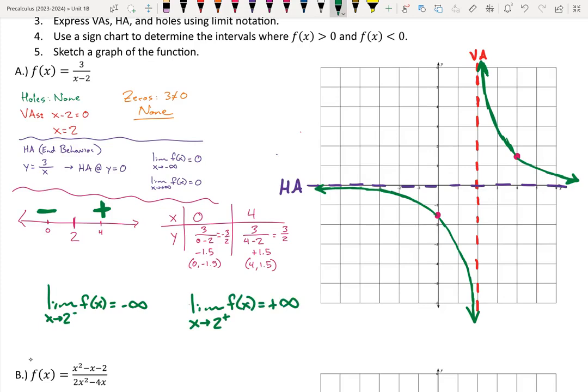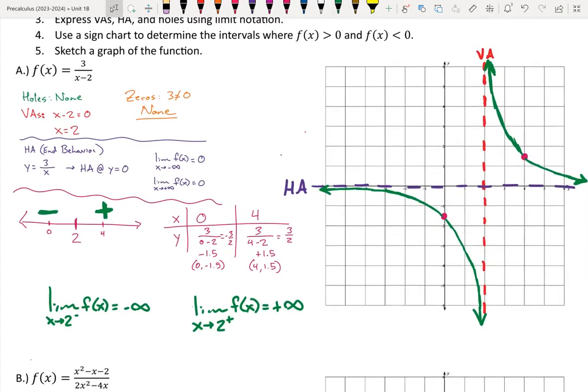I want you to start looking at B and start identifying our key features and maybe start putting stuff onto the graph. We'll go over it all together in just a little bit, but go ahead and try B. Start identifying that information.